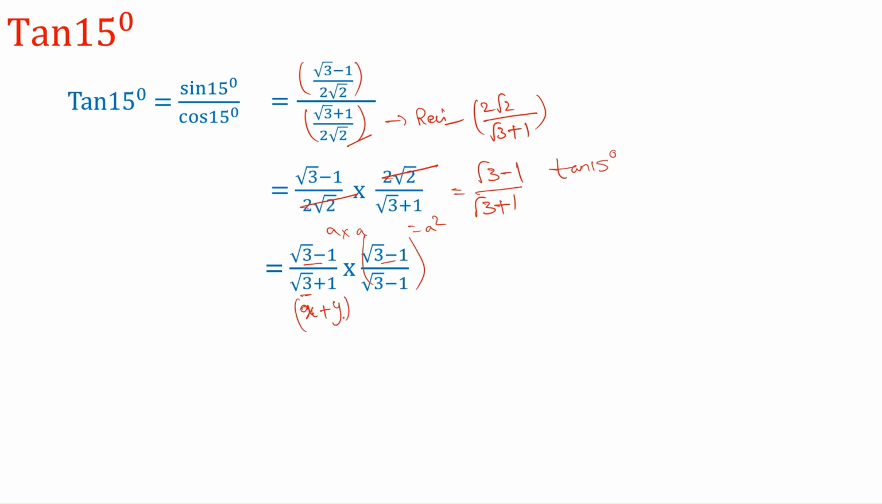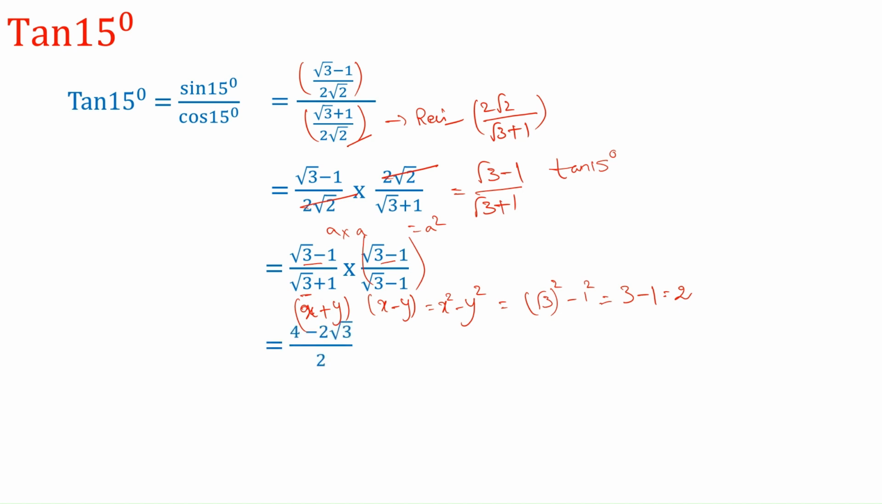So this is like x plus y and this is like x minus y. X plus y into x minus y is nothing but x square minus y square, whereas x is root 3. So root 3 whole square minus y is 1 square. Root 3 whole square means 3 minus 1 square is 1. This gives 2.